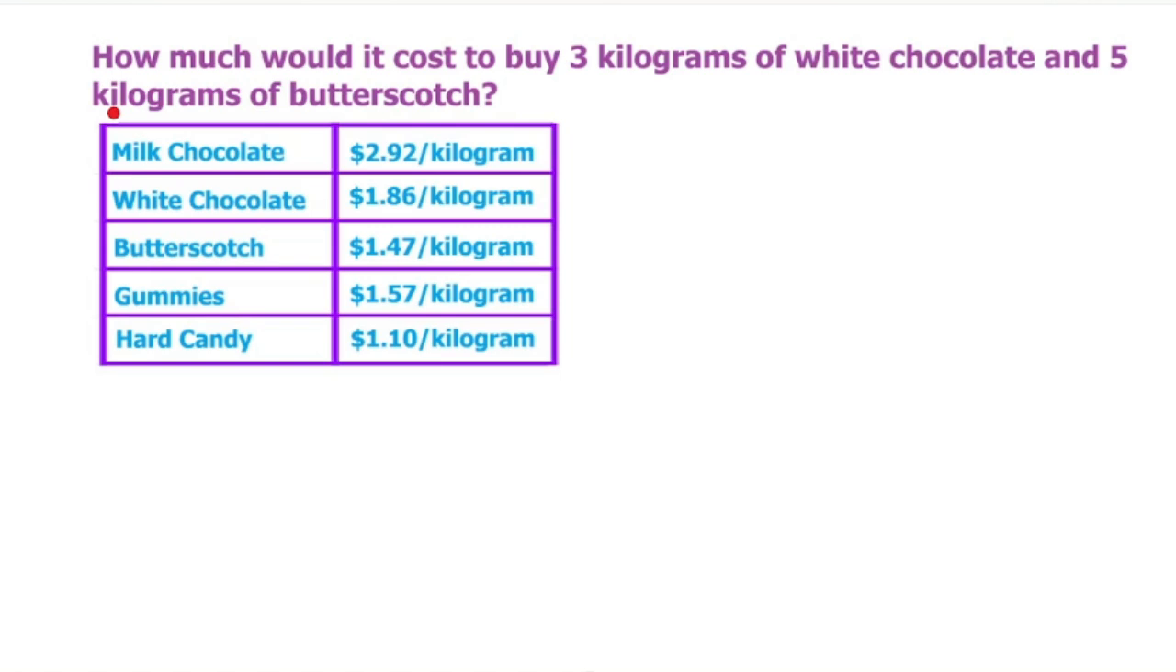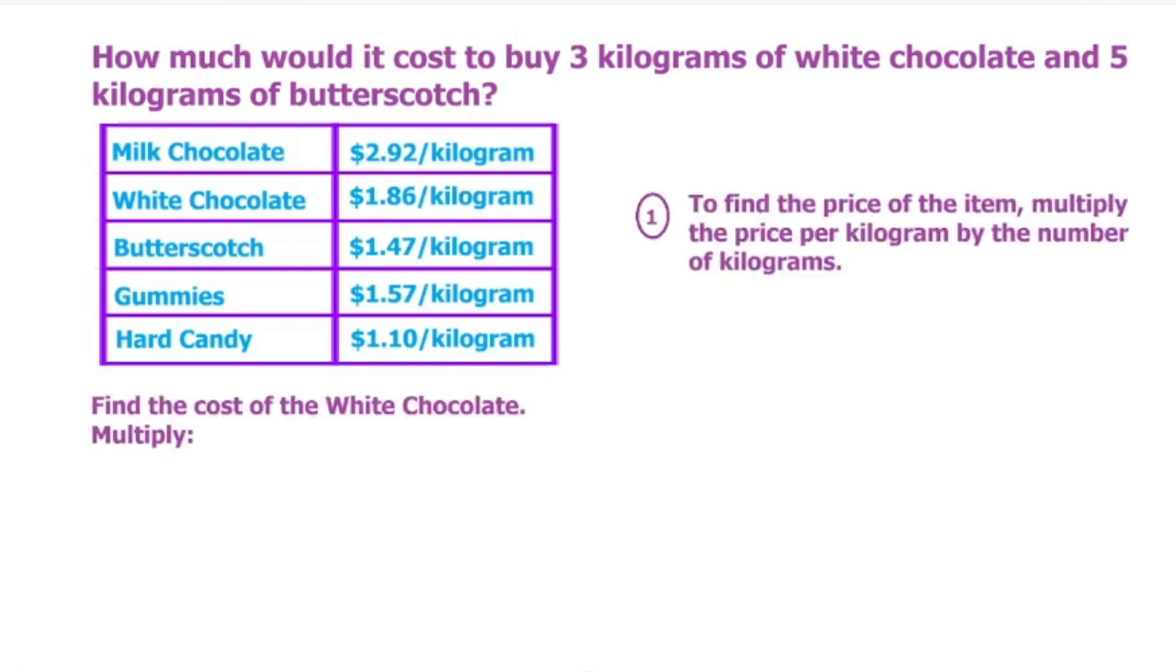So they're here. The white chocolate costs $1.86 per kilogram, and the butterscotch is $1.47 per kilogram. So to find the price of the item, multiply the price per kilogram by the number of kilograms. That'll give you the price, just the price on its own. So the kilogram piece goes away after you multiply by the number of kilograms. Okay, so find the cost of the white chocolate and then multiply.